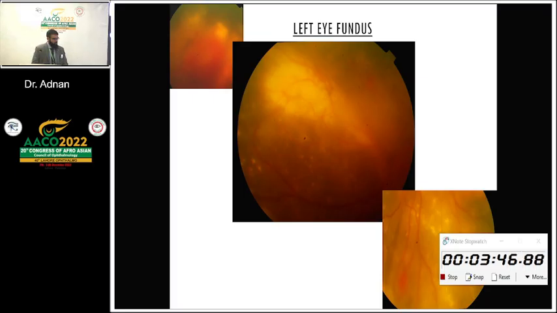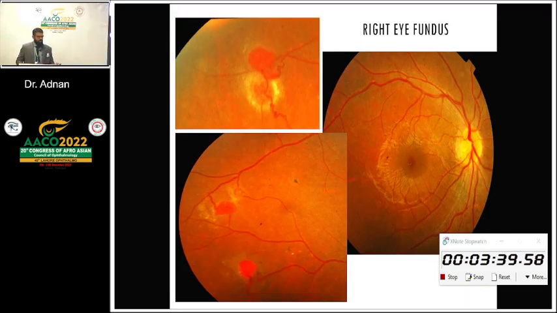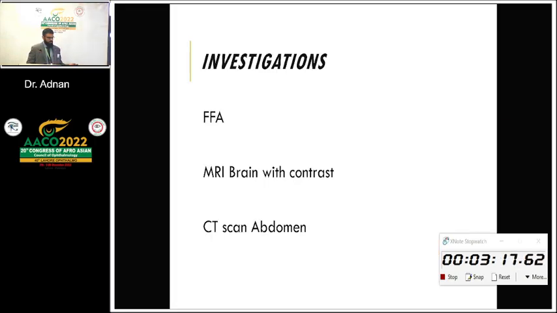Although the view is not clear, you can easily appreciate there are multiple red lesions here with exudation. And this was the fundus picture of the right eye. The fundus was almost normal, but in the periphery you can appreciate a circular reddish orange lesion between the superior and inferior temporal arcades, and also in the superior quadrant of the retina. Investigations we ordered for this patient were FFA, MRI with gradient contrast, and CT scan abdomen.